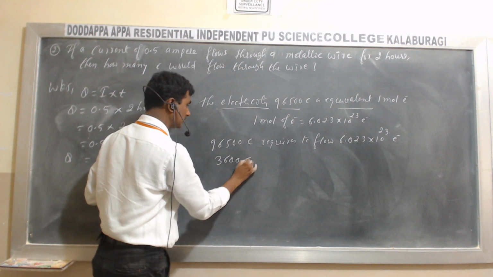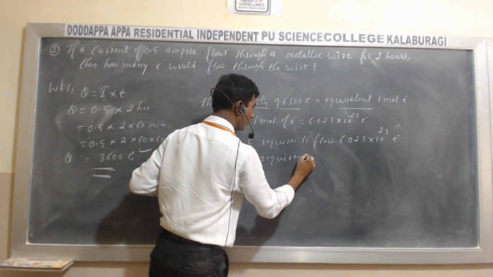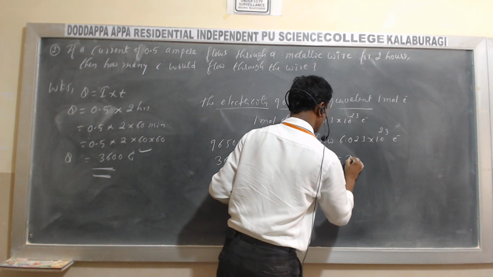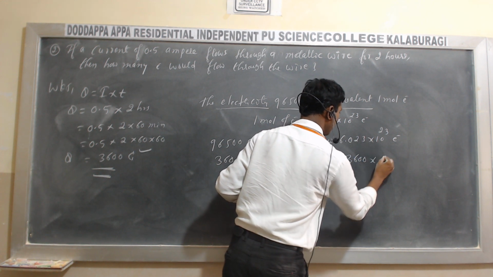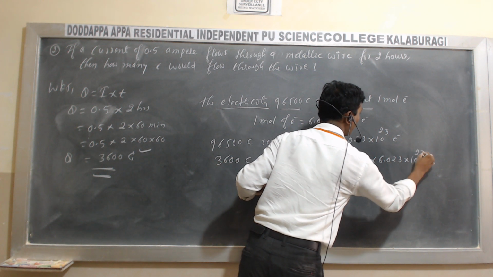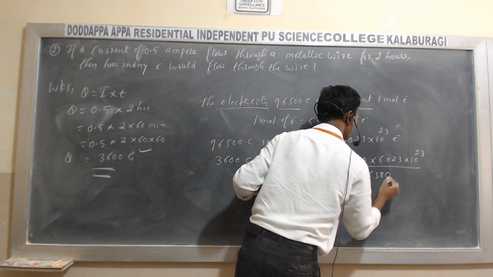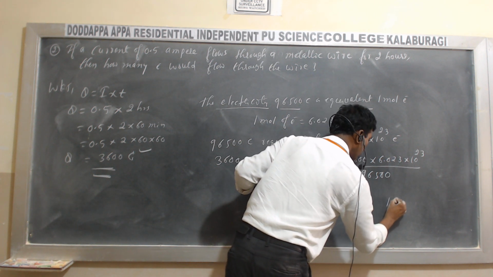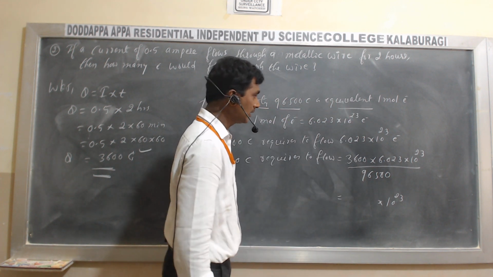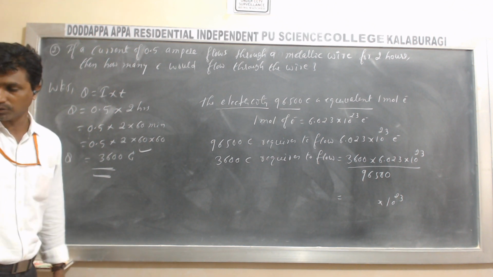3600 coulomb requires to flow is equal to 3600 into 6.023 into 10 to the power of 23 divided by 96,500. The 10 to the power of 23 stays as it is, and you have to multiply 3600 into 6.023 divided by 96,500.